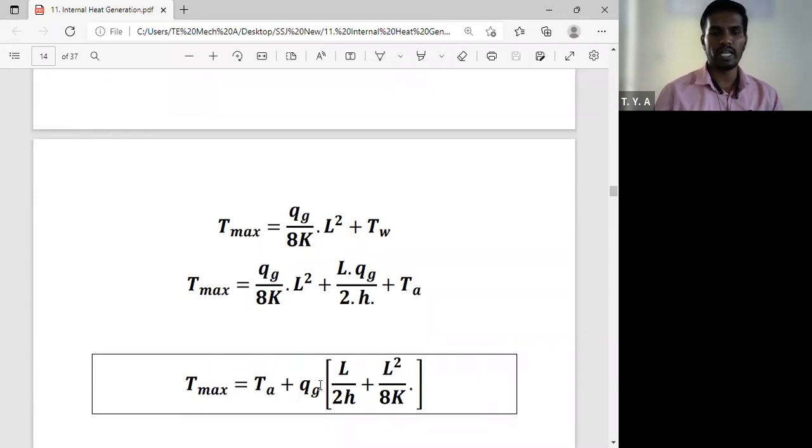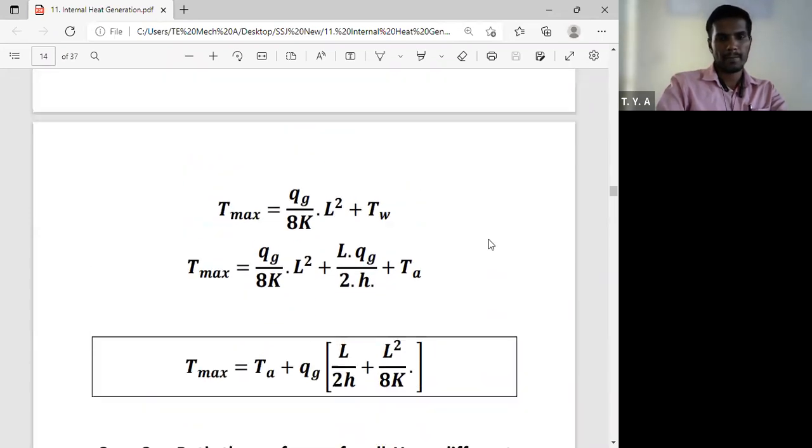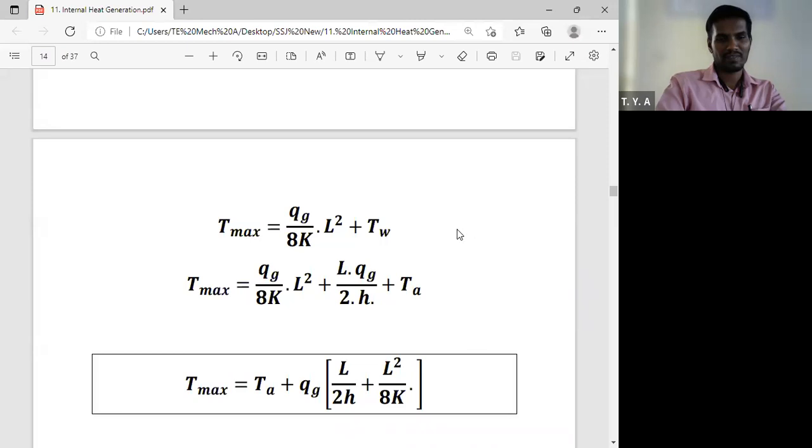Okay, how to write this equation? T max is equal to TA plus, so we have to take the Qg as a common. So what is the remaining terms in the equation? L square, L by 2H plus L square by 8K. समजून बघा, what is the maximum temperature equation? TA plus Qg into bracket L by 2H plus L square by 8K. Okay, so this is the case 1.